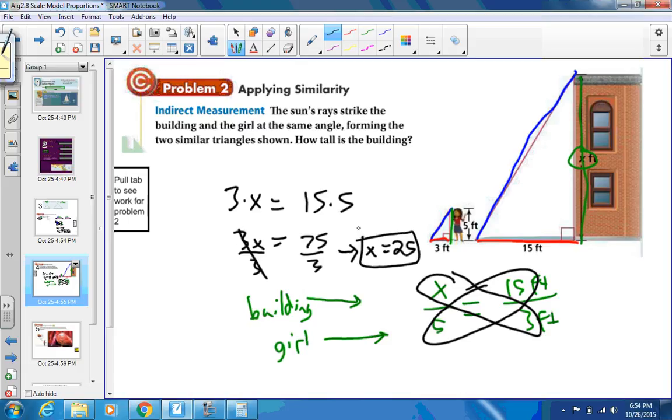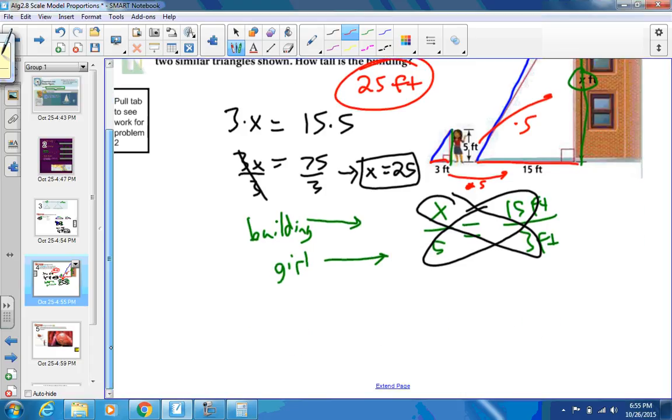So that means the height of the building is 25 feet tall. And you can kind of picture that as, if you look at here, this is a times 5 difference here. So you'd multiply by 5 here. So that would mean right there you'd multiply by 5 as well. 5 times 5 is 25. So how tall is the building? 25 feet would be your answer. All right. That's problem 2.